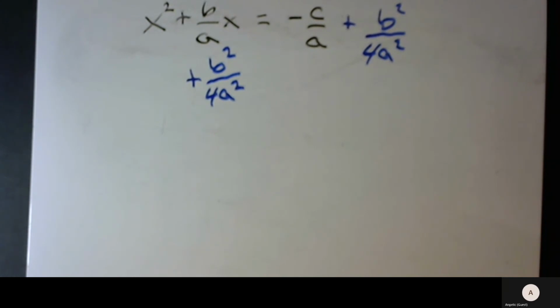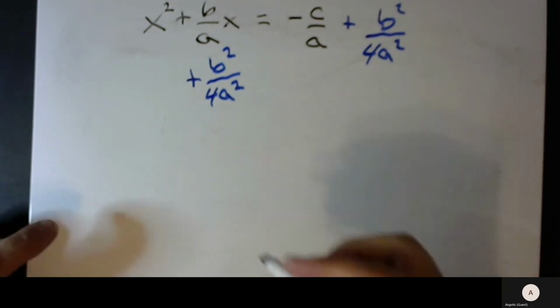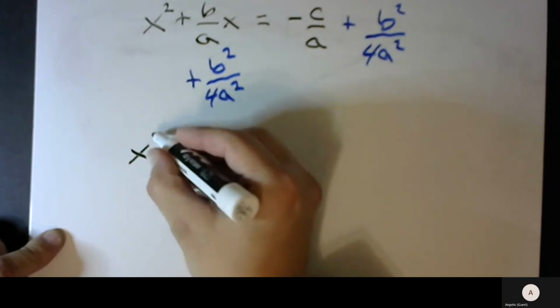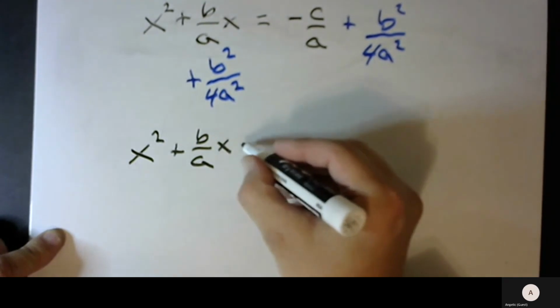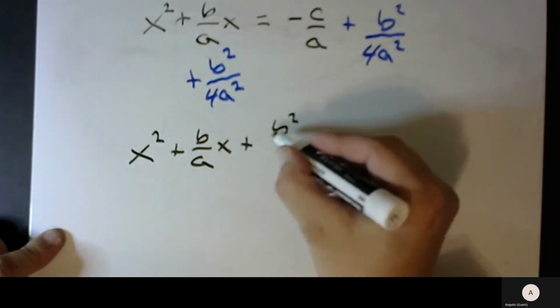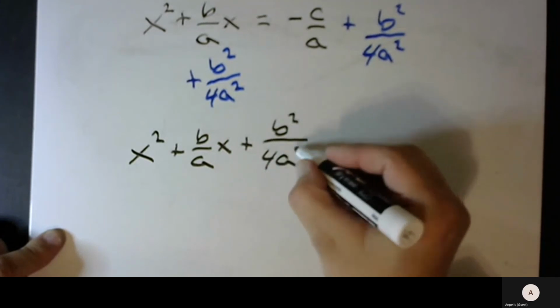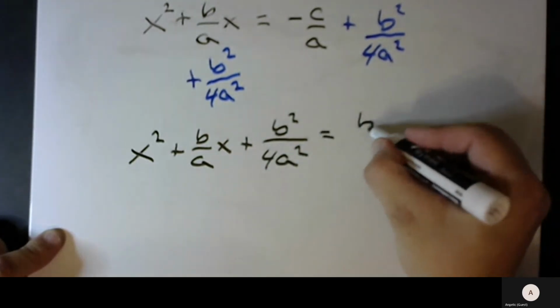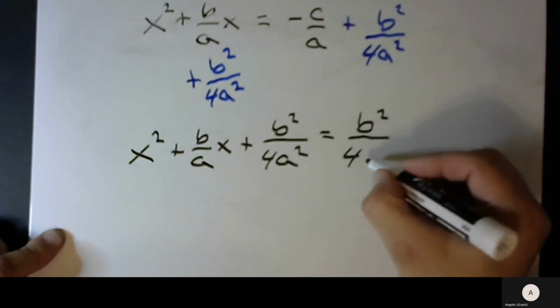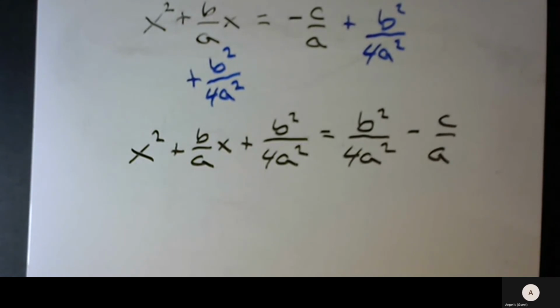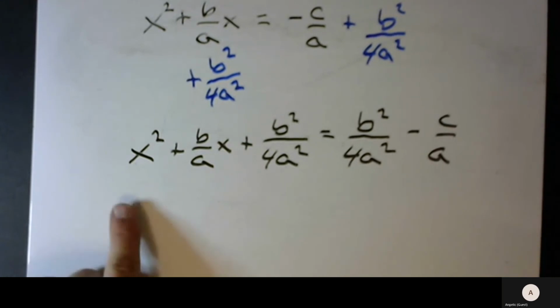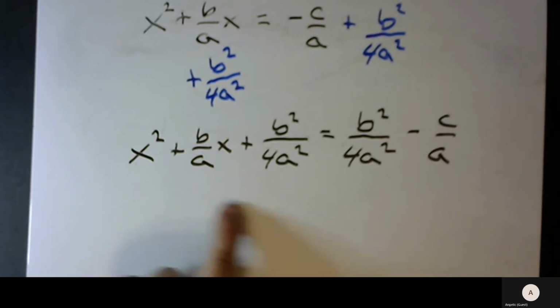Now, for completing the square, what this means, you have x squared plus b over a x plus b squared over 4a squared equals, and then I'm going to put the b squared over 4a squared minus c over a. Now, on this side, this is set up to complete the square.